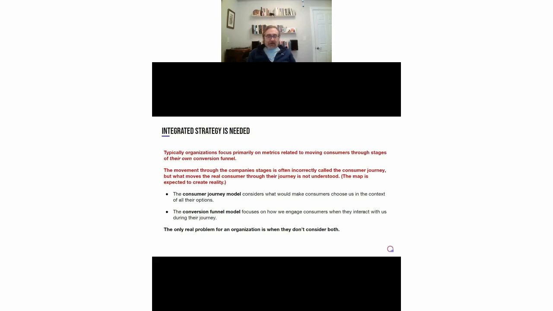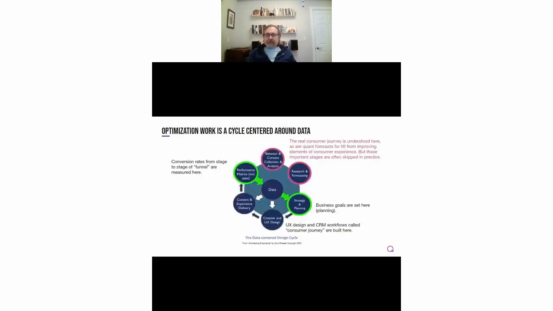The better we are at delivering them what they need to explore us among their options, the more likely they are to move through the funnel toward evaluation. The better we are at giving them tools to evaluate us, the more likely they are to move into the purchase funnel. And the better we are at taking away barriers and driving motivations in the purchase funnel, the more likely they are to convert. So the two go together. The consumer journey is considering what will make consumers choose us in the context of all their options. And the conversion funnel is how we engage consumers when they interact with us on their journey, right? The only real problem for an organization is when you're not considering both.